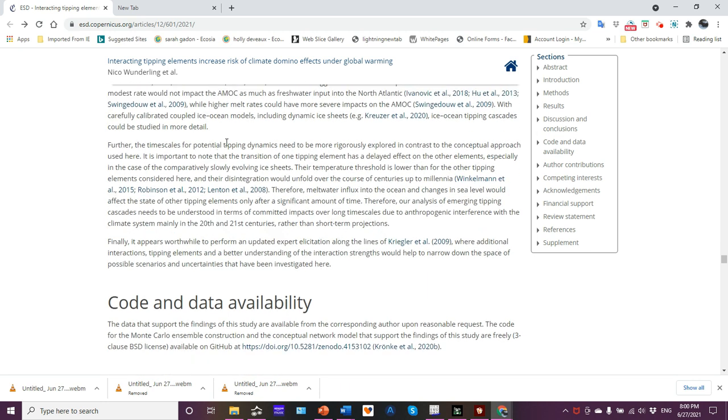Further, the timescales for potential tipping dynamics need to be more rigorously explored in contrast to the conceptual approach used here. So what they're doing here, they're basically admitting some of the shortcomings, and that's fine. It's a starting point. They're trying to do a model of all these elements put together. So kudos to the researchers for undertaking this task.